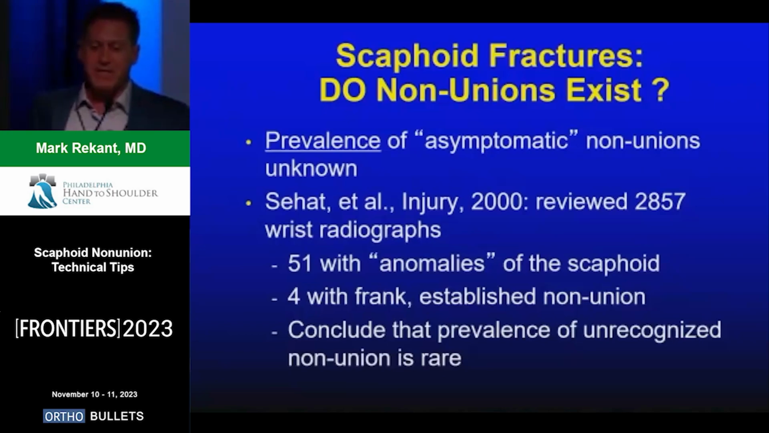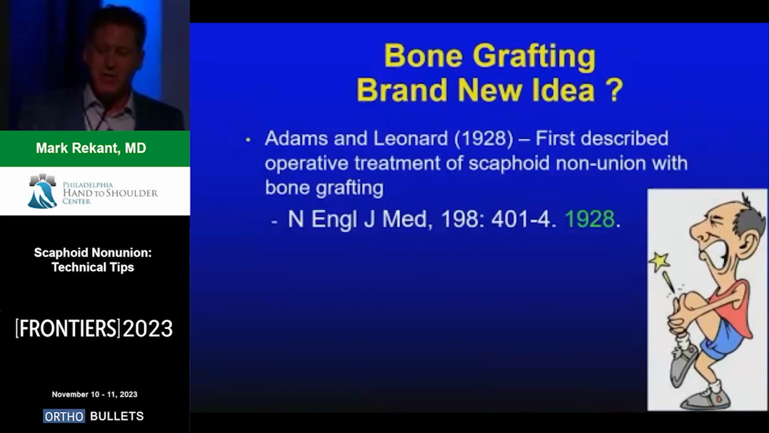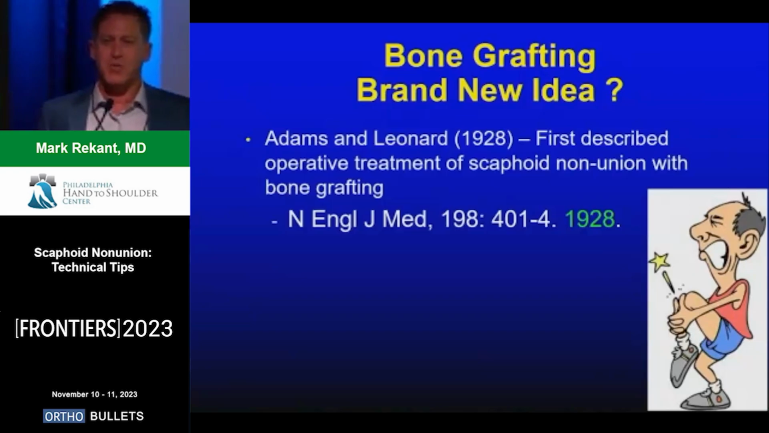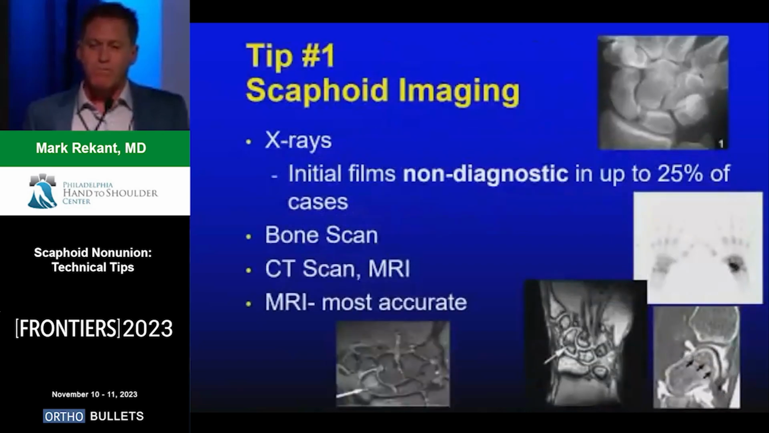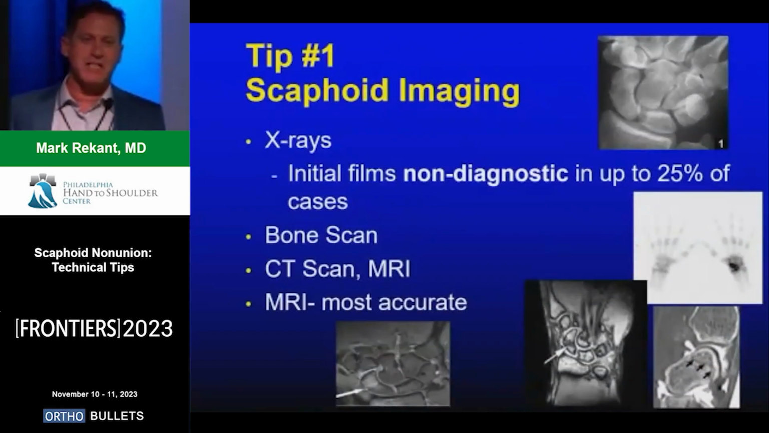This paper looked at the potential prevalence of undiagnosed scaphoid nonunions and found that there are not a whole lot of these out there. Probably most of these are presenting with some initial problems and pain. This was also looked at as far as bone grafting. We've been talking about this for the past 20 years of my practice, but it's really not a new concept. There's a paper put out by Adams and Leonard dating back to 1928 describing management of these injuries with bone grafting.